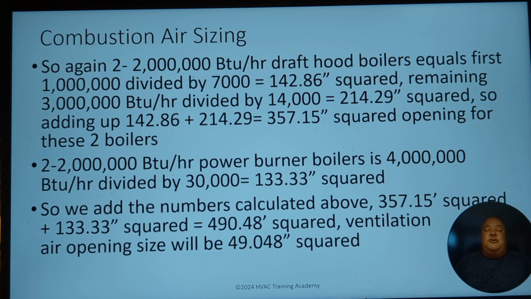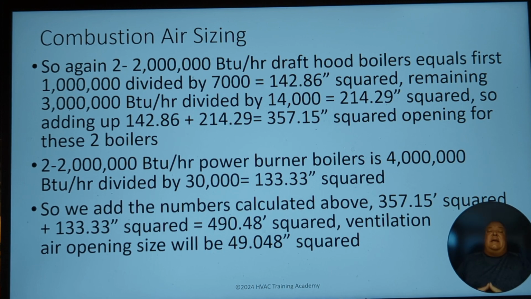For the two 2 million BTU power burner boilers, we take the whole input, 4 million BTUs per hour, divided by 30,000, which is going to equal 133.33 inches squared. Now that we have both of those, we can add those two numbers together to come up with our grand total opening size, which in this case, 357.15 inches plus 133.33 inches squared, is going to equal 490.48 inches squared. Your ventilation air opening size will be 10% of that, so 49.048 inches squared.